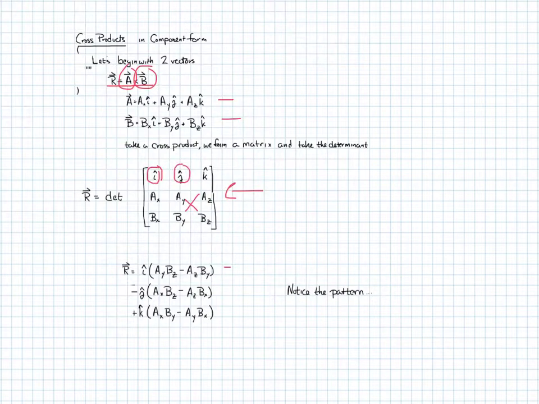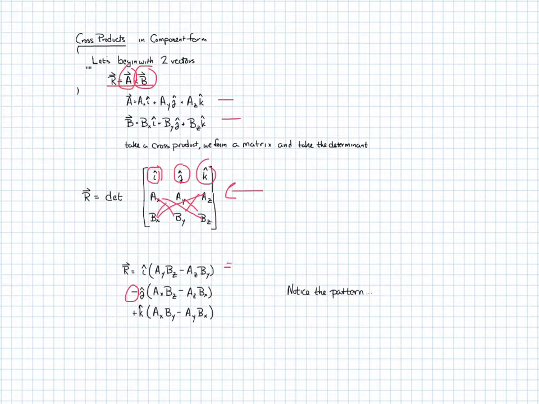J, and notice there's a minus sign here, minus J. And then it's the same pattern. Left to right, AX BZ minus AZ BX. And then finally, last one, K. A little messy now. AX BY minus AY BX.